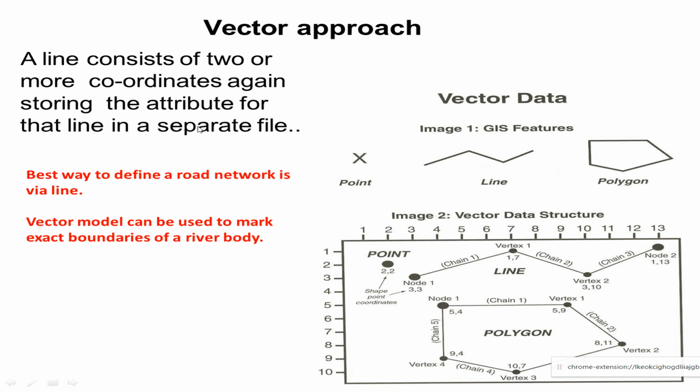Road networks can be defined by line features mostly, or drainage networks also. Vector data model can be used to mark exact boundary, because as I have showed you also, in raster you have to select grids, how many grids are coming into this line. But vector is a kind of discrete model. Vector selective is a defined value, so it is a kind of discrete model. So vector model can be used to mark the exact boundary of the river body.